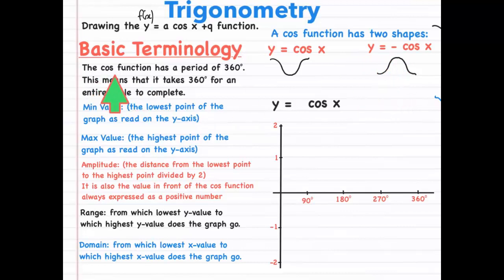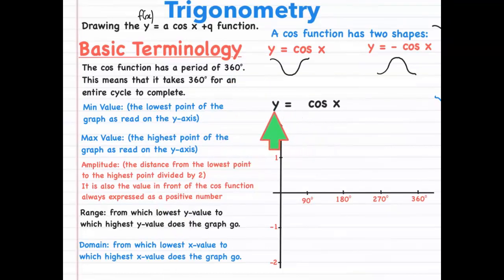Now, the cosine function also has a period of 360 degrees. This means that it takes 360 degrees for an entire cycle to complete. So for this entire graph to complete, it takes 360 degrees. Now, the rest of these we will look at as we do the following example.